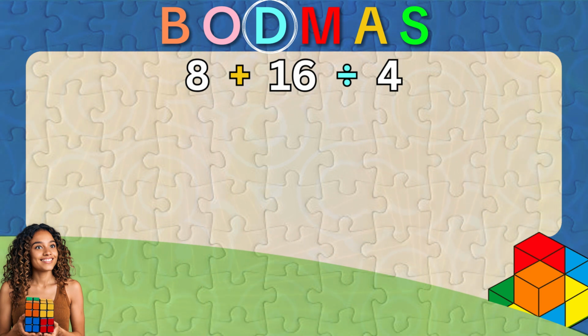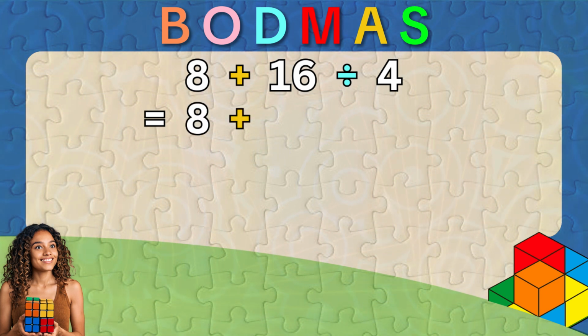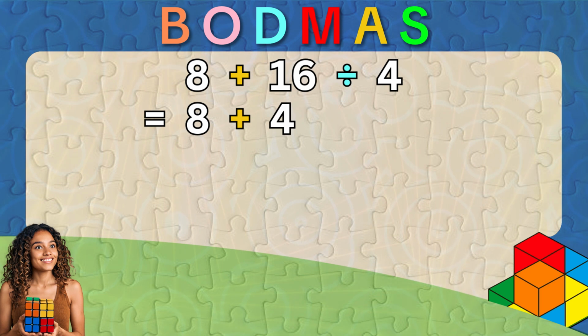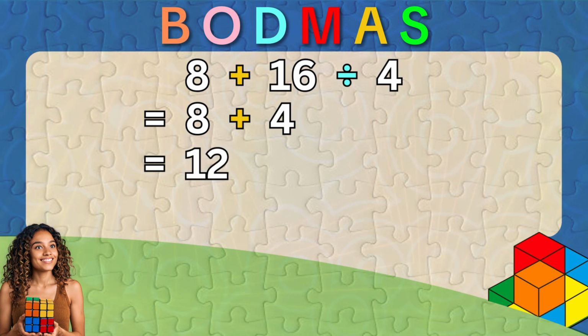So let's divide. And let's simplify the equation by writing the equal sign on the line below. We'll write the 8 plus next to that because we're not adding yet. And then let's do the division sum first and write the answer to that. So 16 divided by 4 equals 4. So let's write the answer in to simplify the equation. And we can see the simplified equation now becomes 8 plus 4. So let's complete the final step by adding those together, and we know that 8 plus 4 is 12, and so 12 is the final answer to the sum.